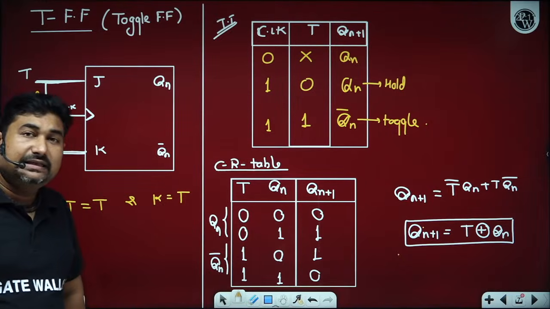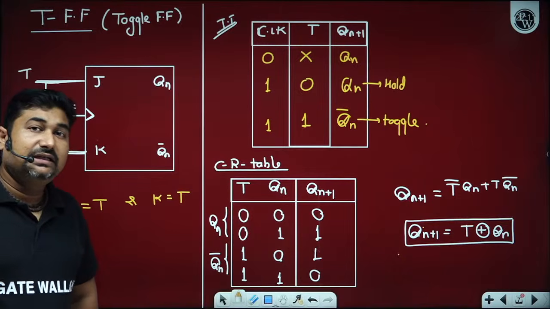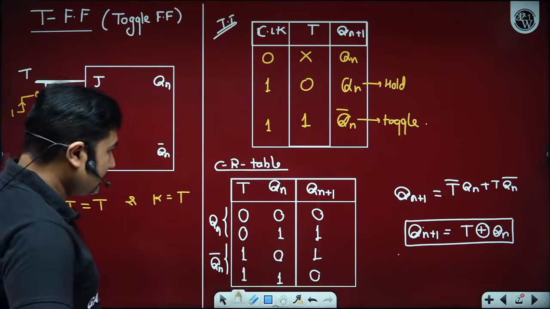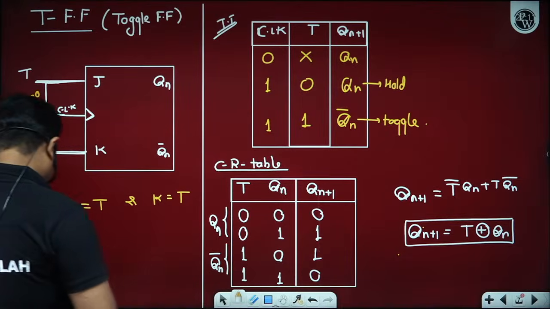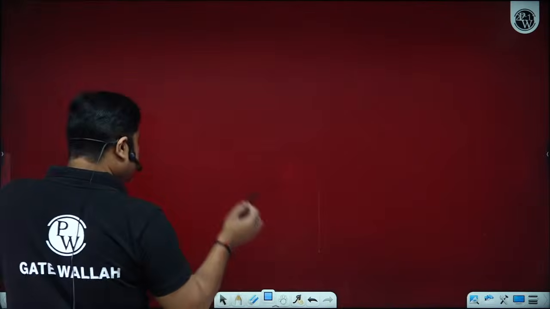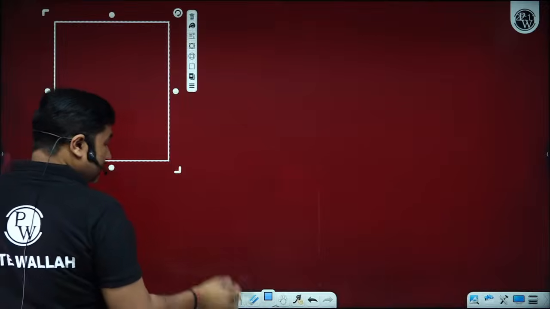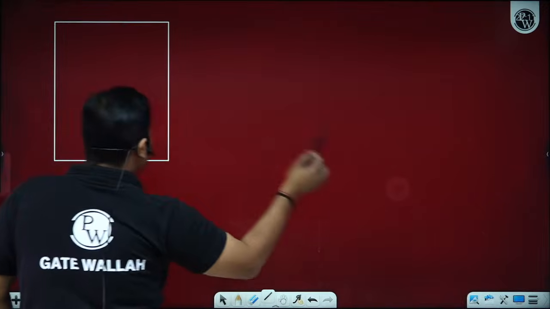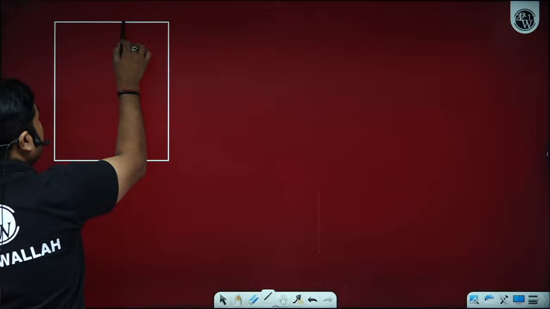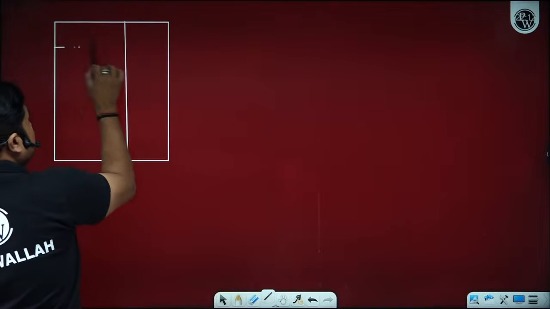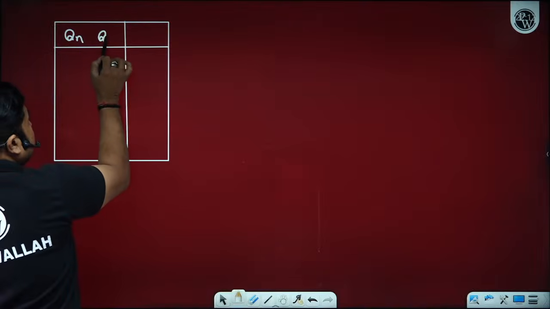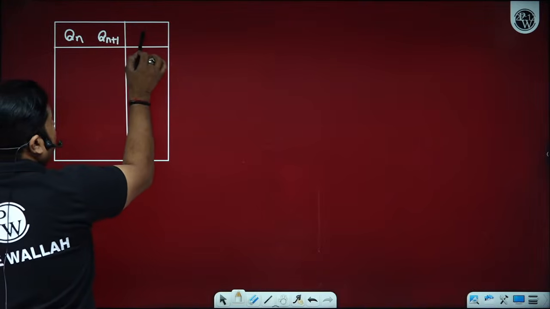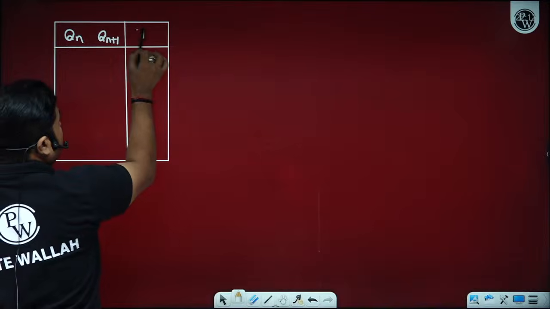Can you construct the excitation table from the characteristic table? Yes, sir. So let's try to write down the excitation table also. Excitation table. Sir, in a T flip-flop, excitation needed onto the T flip-flop in order to get desired next state Qn plus 1 from present state Qn.